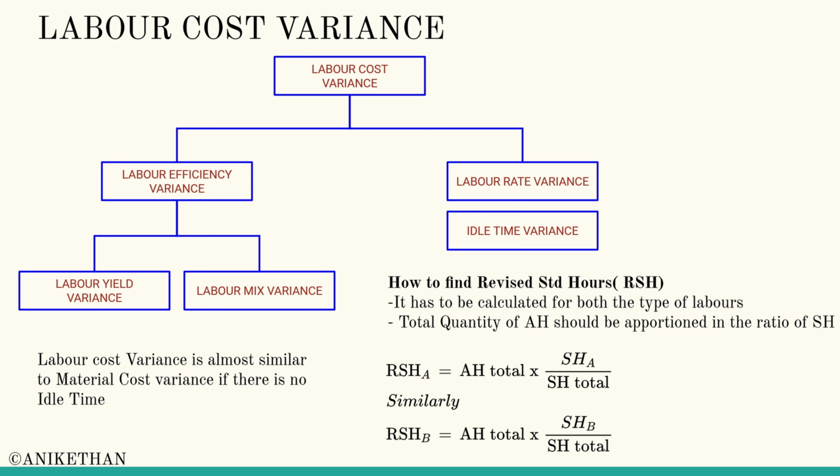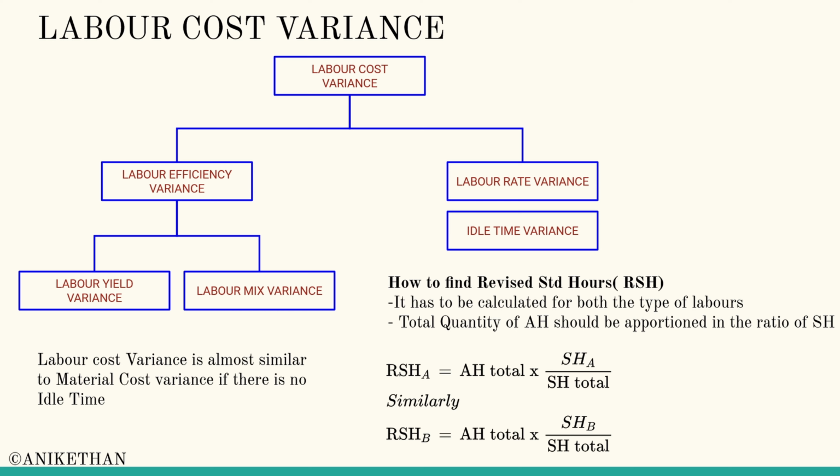What is labor cost variance? It happens because there is a difference in standard and actual. So what are the standard variables which can come? It can be the number of workers, or the number of hours they put in, or the standard rate they are given.